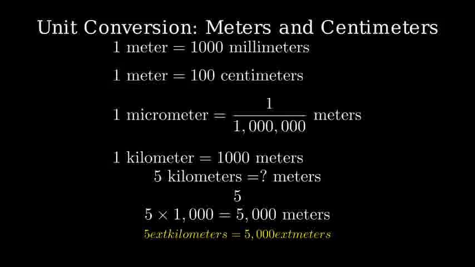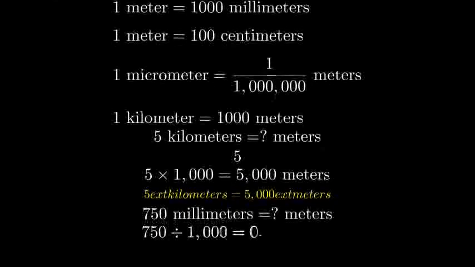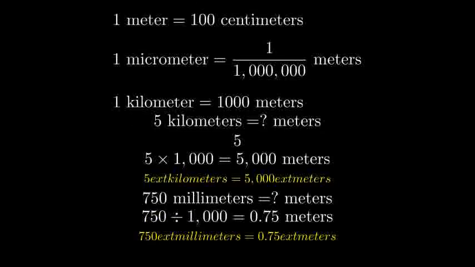Now let's convert millimeters to meters. For example, let's convert 750 millimeters to meters. We recall that 1 meter equals 1,000 millimeters. So, to convert millimeters to meters, we divide the millimeters by 1,000. 750 divided by 1,000 is 0.75. Therefore, 750 millimeters is 0.75 meters.